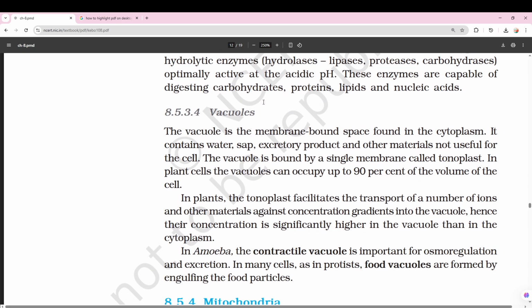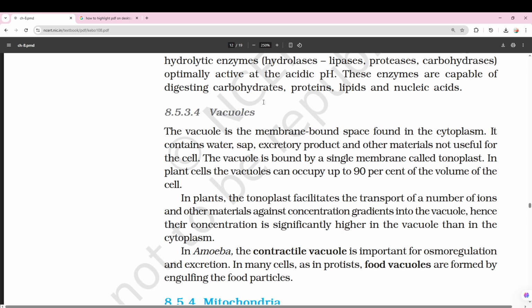Vacuoles. The vacuole is the membrane-bound space found in the cytoplasm. It contains water, sap, excretory product, and other materials not useful for the cell. The vacuole is bound by a single membrane called tonoplast. Just as there's a chloroplast, there's also tonoplast, which bounds vacuole. In plant cells, the vacuoles can occupy up to 90% of the volume of the cell.